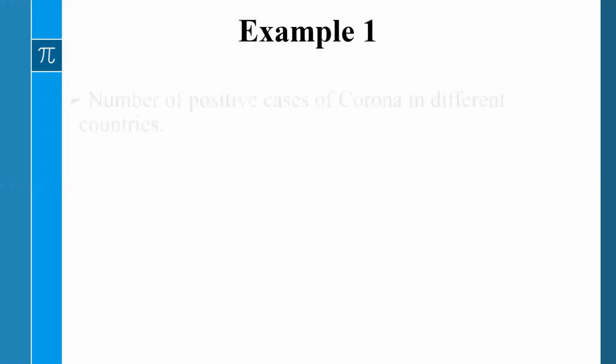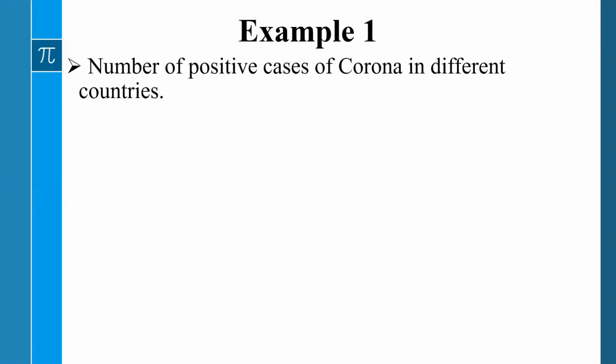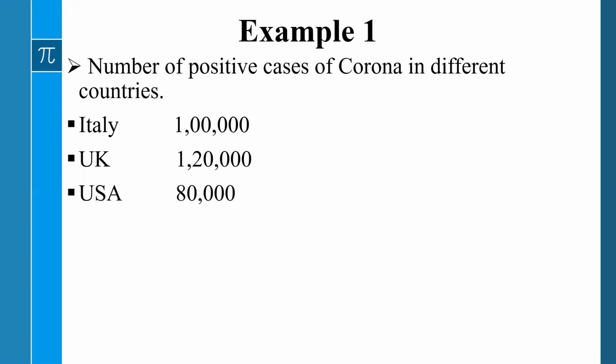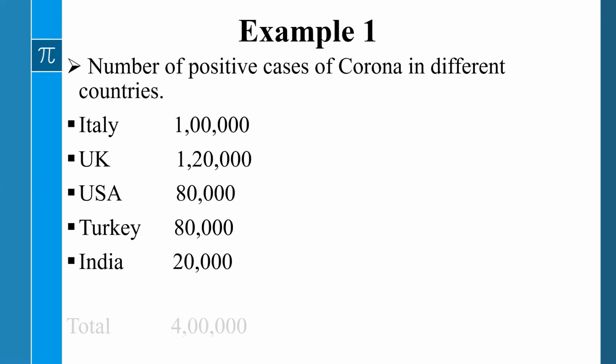Example 1, number of positive cases of corona in different countries. So here you are given data for 5 different countries. For Italy, it is 1 lakh. For UK, it is 1,20,000. For USA, it is 80,000. For Turkey, it is 80,000. And for India, it is 20,000. And total are 4 lakhs.